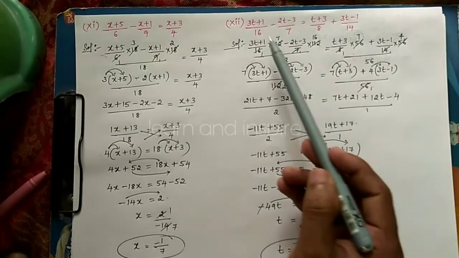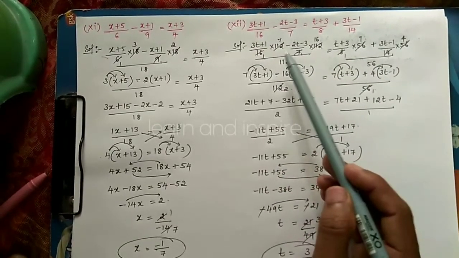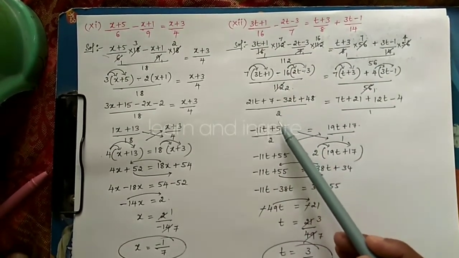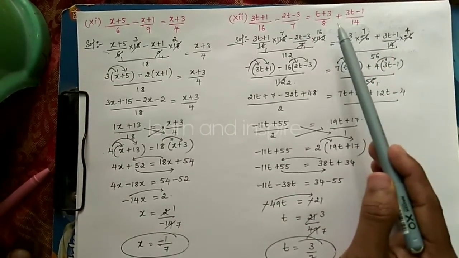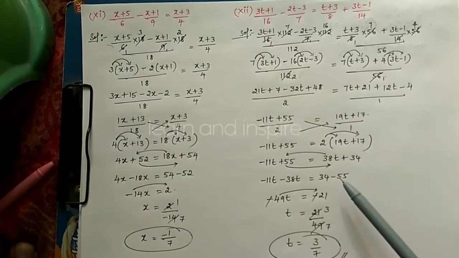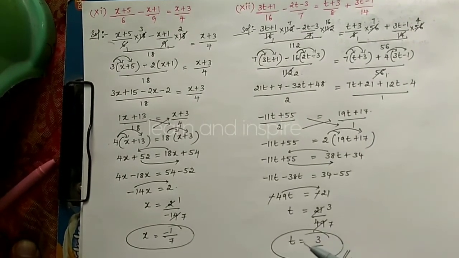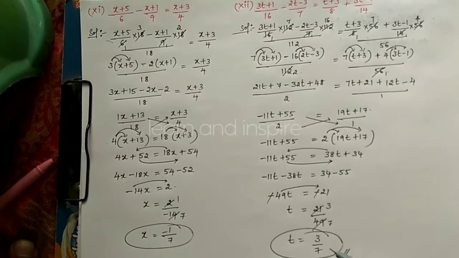So in this problem, first we have to take the LCM on the LHS and then cross multiply, so we get the procedure, and on the RHS also we have to take the LCM, and then the same procedure we have to do, and we can find the value of t equals 3 by 7.